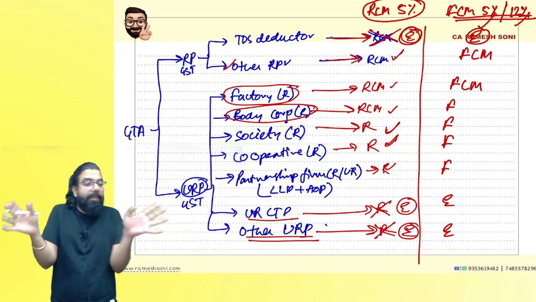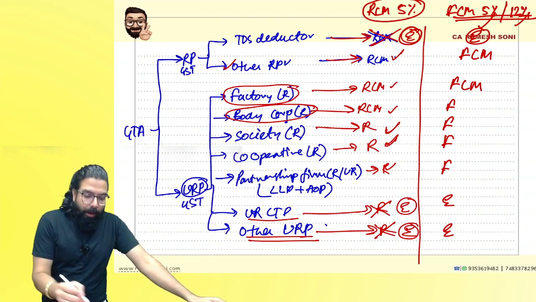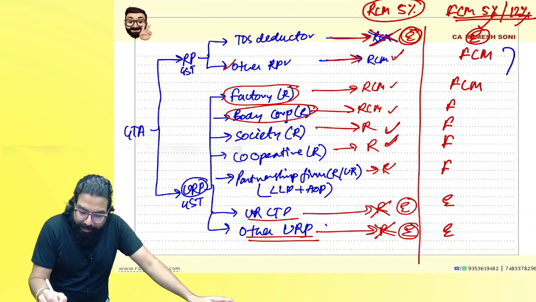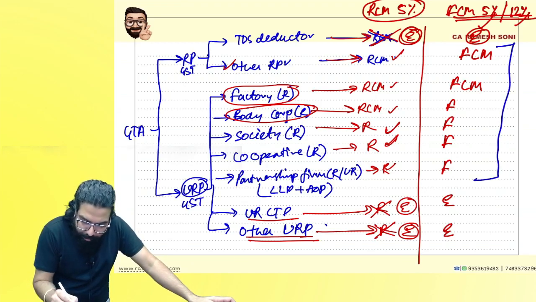Now comes your exemption entry, which I am going to tell you. What is the exemption entry telling? Listen. Wherever GST is there, no? Where is GST there? Here and here.